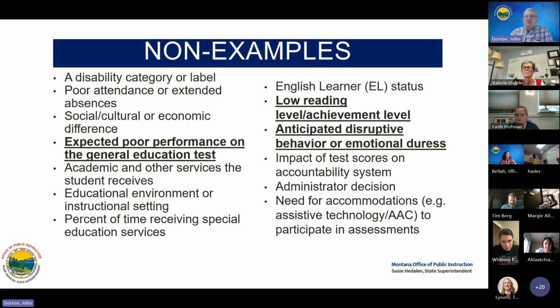Here are some of the non-examples I was mentioning a bit ago. The disability or category does not make a student automatically eligible for the alternative assessment. So maybe they have a cognitive delay, but they might be high functioning, and therefore they certainly could be eligible for the standard regular assessment. Things that jump out for me are expected poor performance on the general education test. We want to stay away from that as a rationale for the alternate assessment, as well as low reading level achievement, as I had mentioned earlier. And then anticipated disruptive behavior due to emotional duress. You can't avoid taking the regular assessment because of potential behaviors.